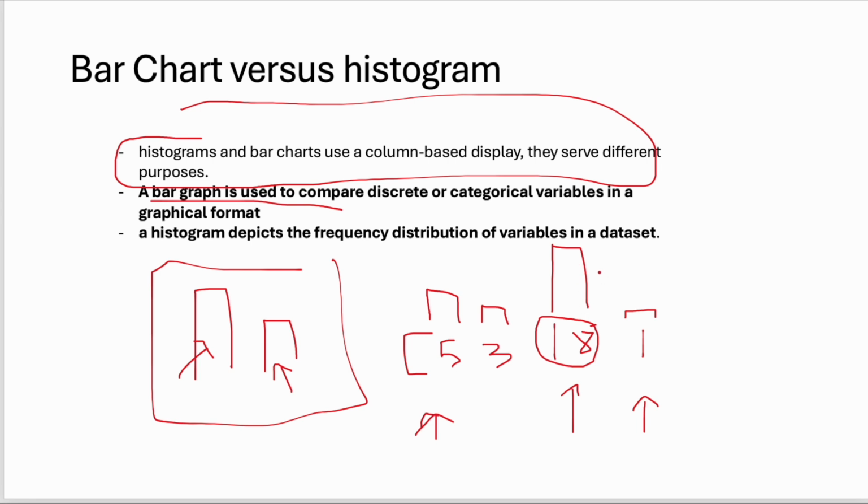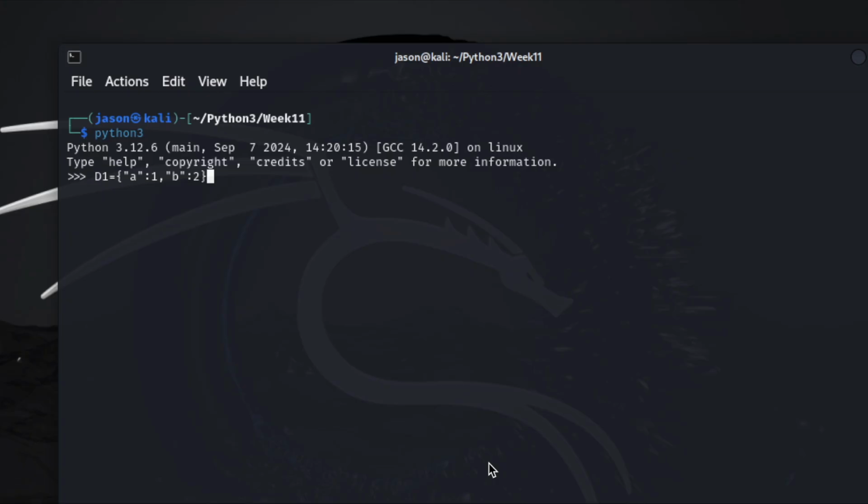So you'd want to focus on this number right here. That's a bar graph. A histogram depicts the frequency distribution of variables in a data set. Before we move on to the next iteration, I wanted to review the concept of the dictionary.